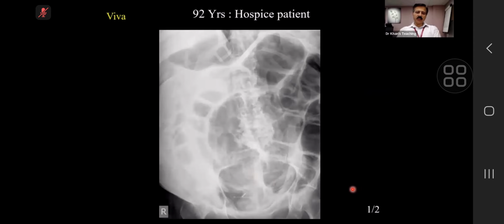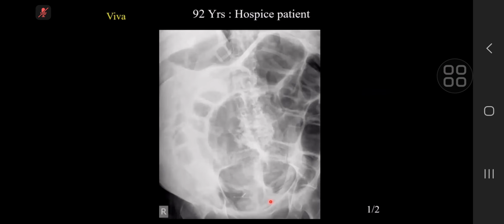You are in the A&E. This patient comes to you from the hospice. The patient is not very well oriented. A bit of dementia is also there. You have done this X-ray. What are your comments?